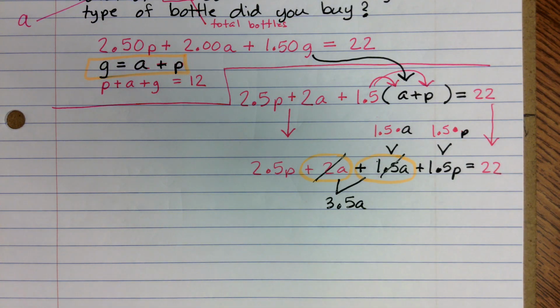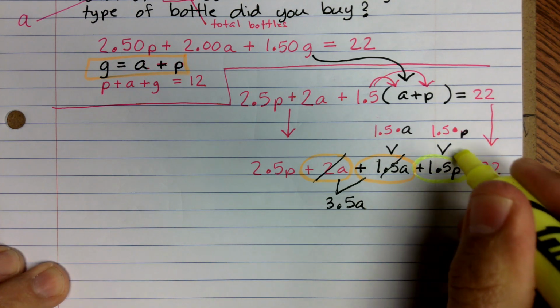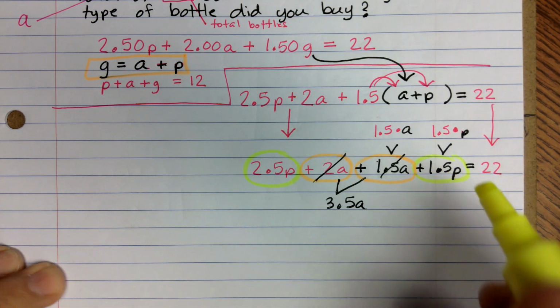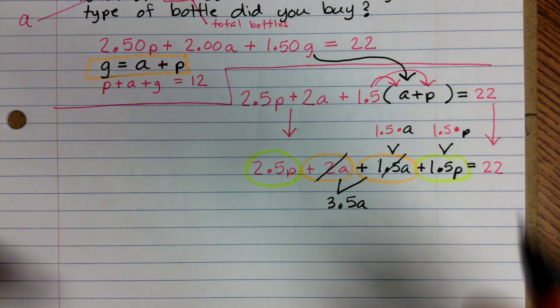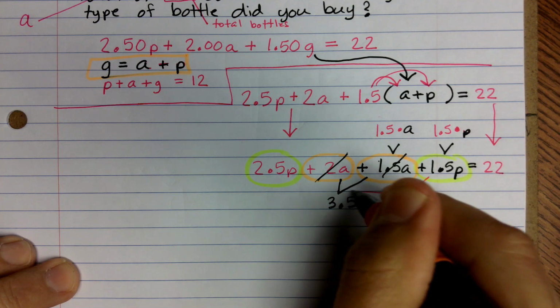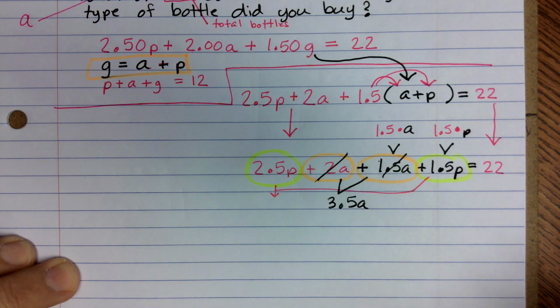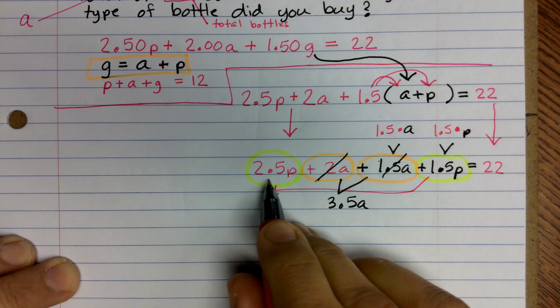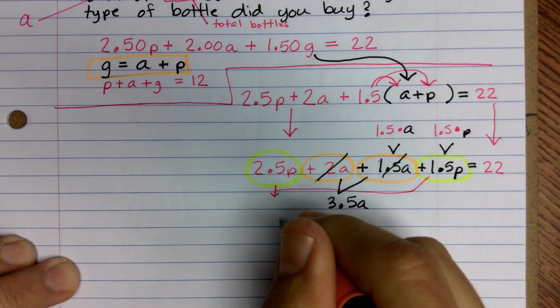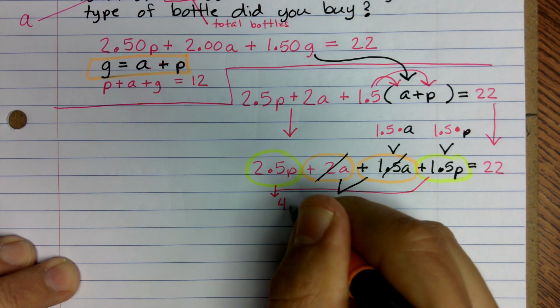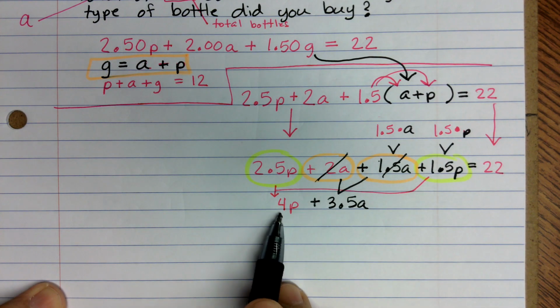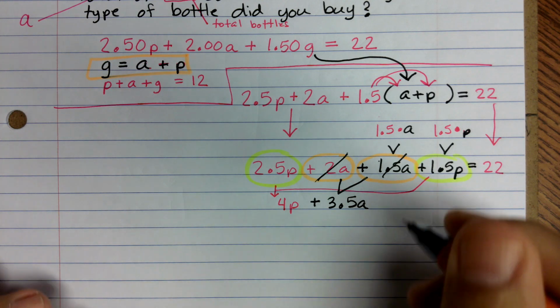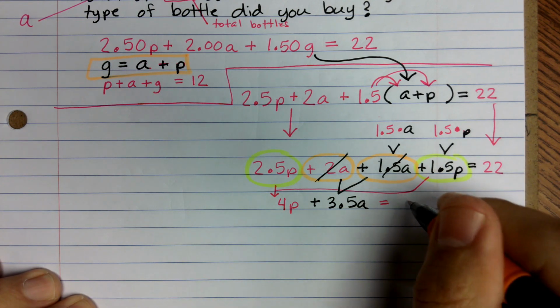And now I'm going to circle the other two we could put together. We have 1.5P over here, and we have 2.5P. So we're going to combine those two terms. I'm just going to use a different color so you can see that I am combining these. And 1.5 plus 2.5 is going to give me 4, so I end up with 4P. So now this equation has changed to 4P plus 3.5A equals 22.